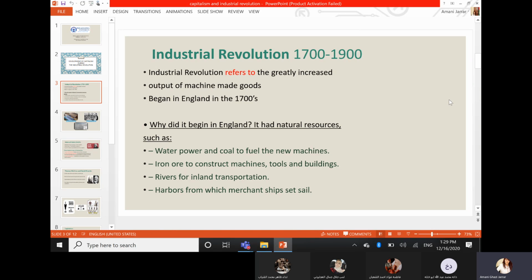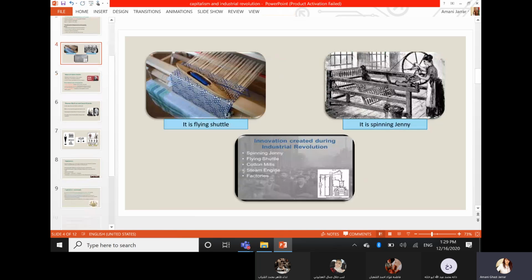It began in England, and why England specifically? Because we have the natural resources there. For example, we have water power, we have coal, using them for fuel, and that was very important for new machines. Also iron, which was used to construct machines, and for tools and buildings at that time. Also, the rivers in England, for island transportation, were very important. We have the harbors, and merchants used them for their ships and to set their sails at that time.